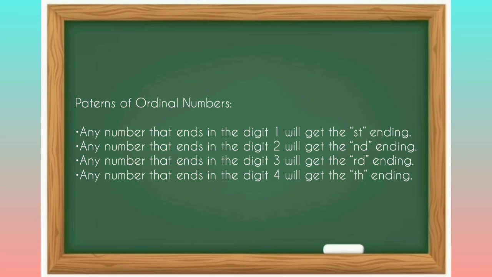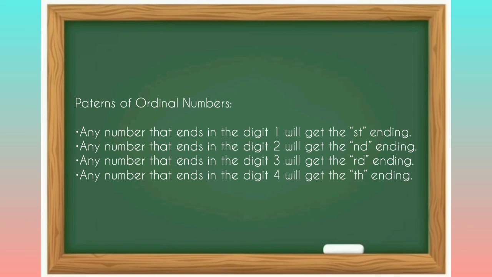Any number that ends in the digit one will get the st ending. Any number that ends in the digit two will get the nd ending. Any number that ends in the digit three will get the rd ending. For example, like 42nd and 33rd.